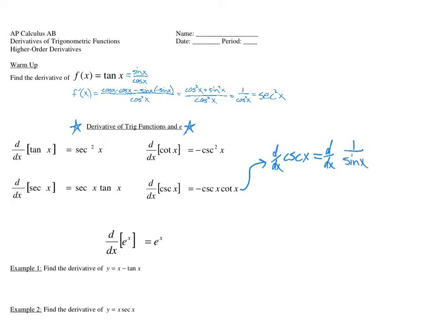So let's use our quotient rule. Okay? It's low d high. What's the derivative of the numerator? 0. Okay? Minus high d low. What's the derivative of the sine? Cosine.